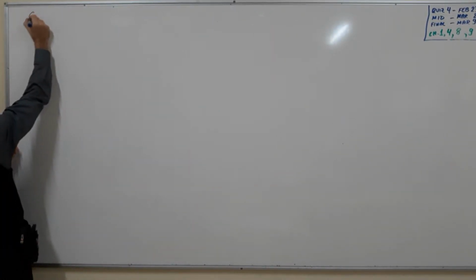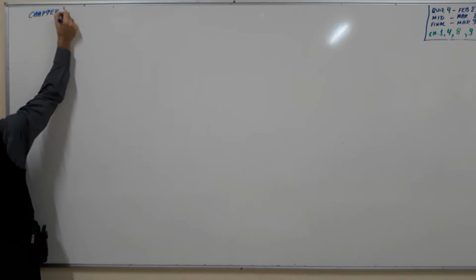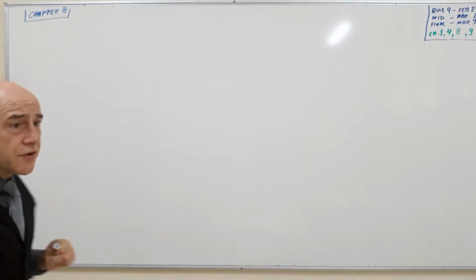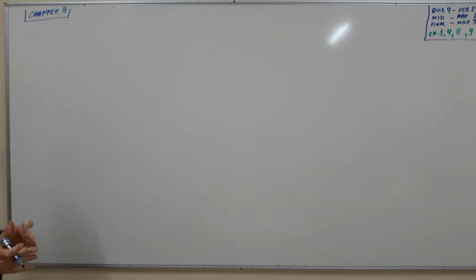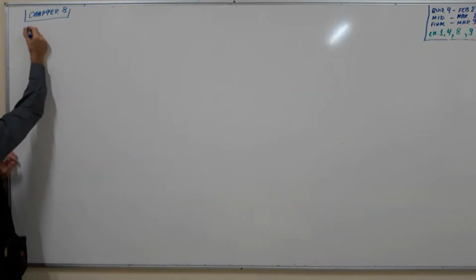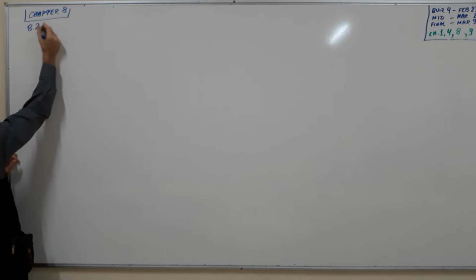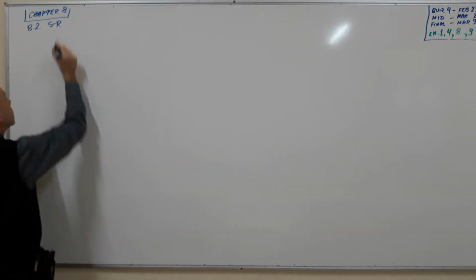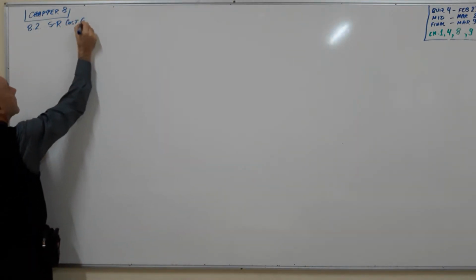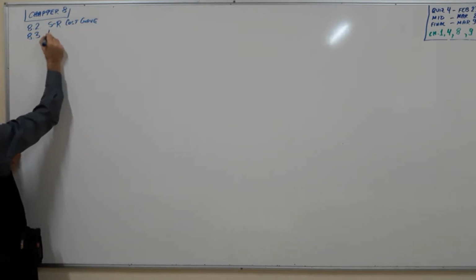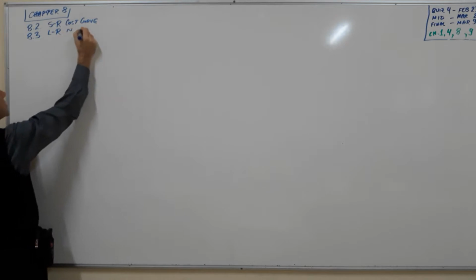Chapter 8. We covered 8.2. Alright, paying attention. You can still eat, it's okay. 8.2 was, we say SR standing for short run cost curve, which we did last night. 8.3 is long run cost curve.